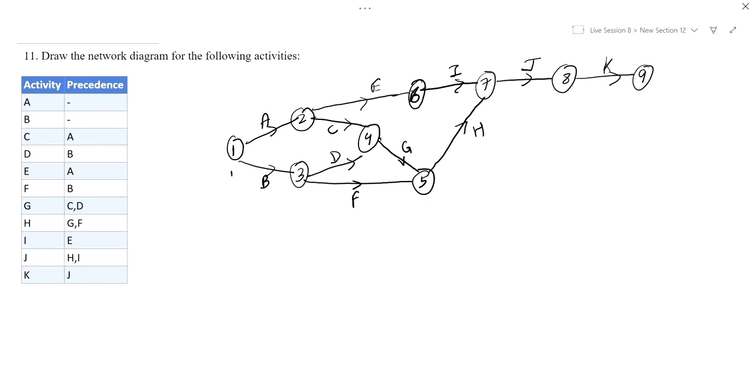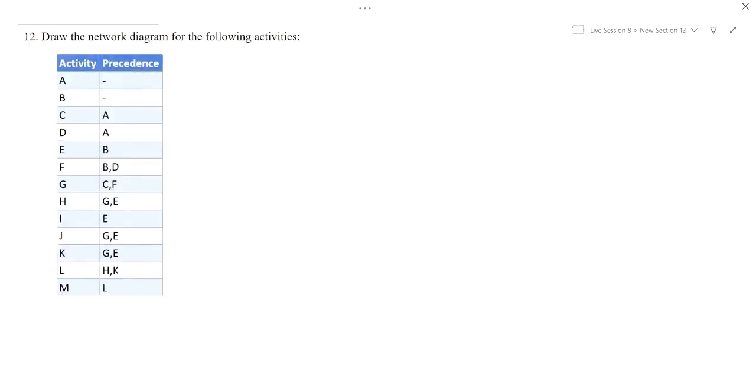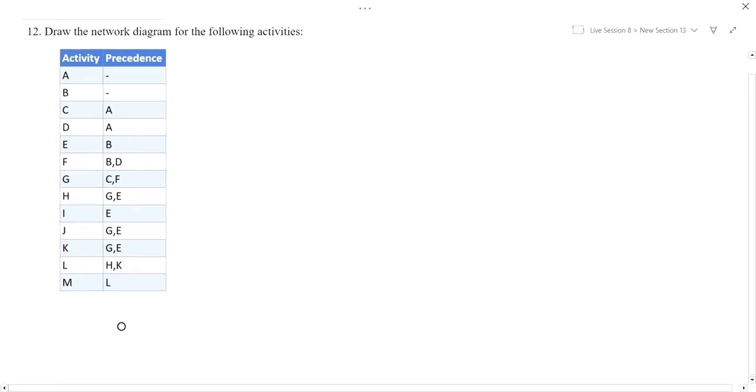Okay, so I hope it's clear. Moving on to the next question. Next we also have one more network diagram for the following activities. Now A and B are the starting activities. C and D both are preceded by A and E is preceded by B. So we will draw like this.